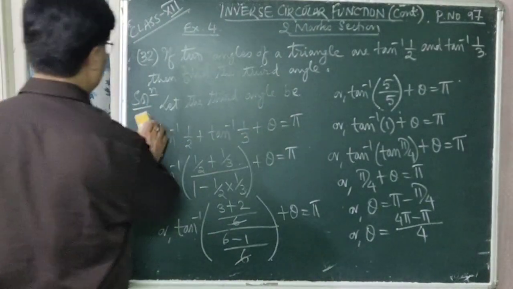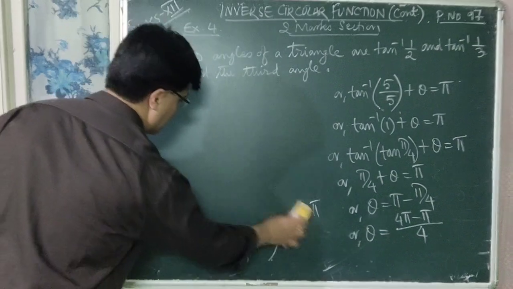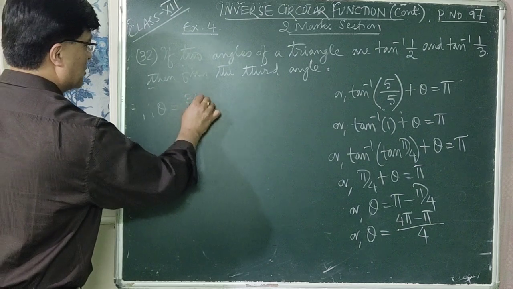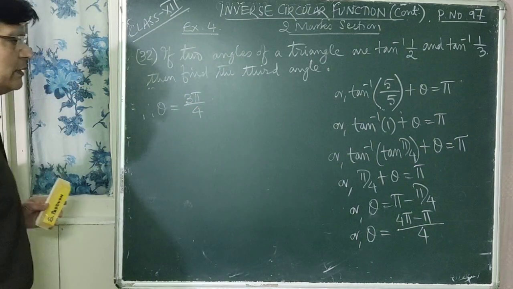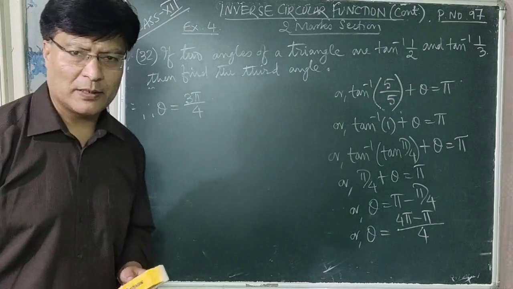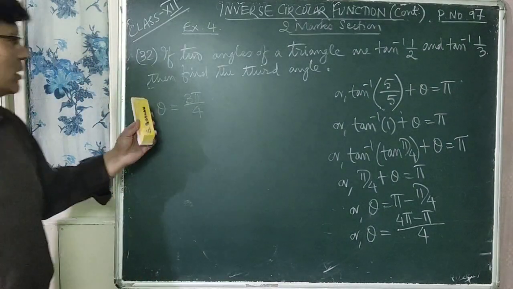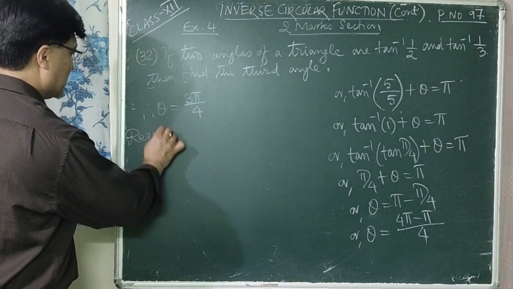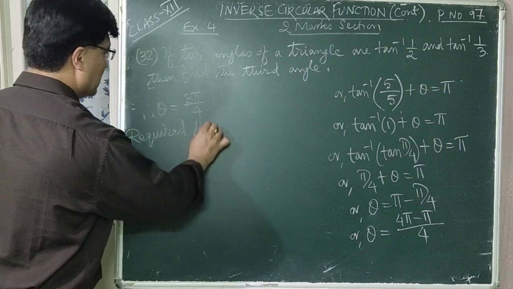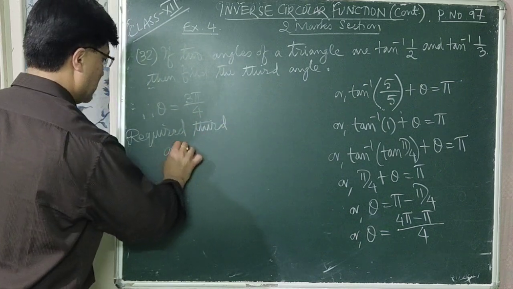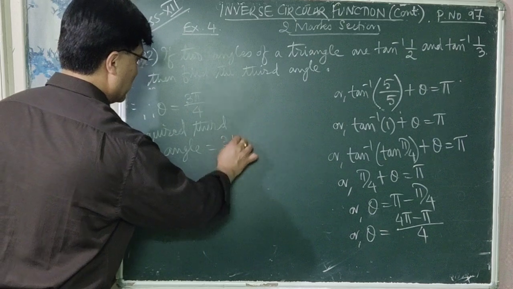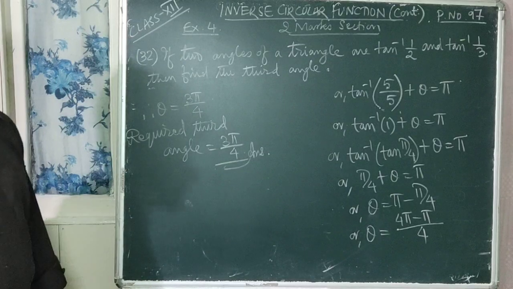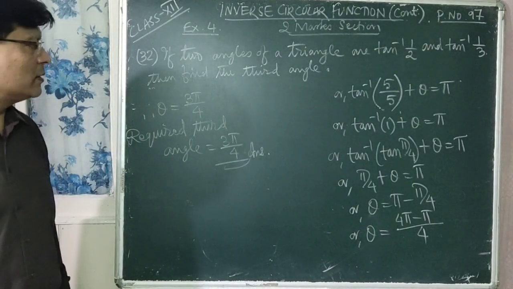Is that clear? So what is the value of theta? Therefore, theta is equal to 3 pi by 4. That is your answer. The required third angle is equal to 3 pi by 4. So write down the answer: required third angle is equal to 3 pi by 4. I think you have understood it.